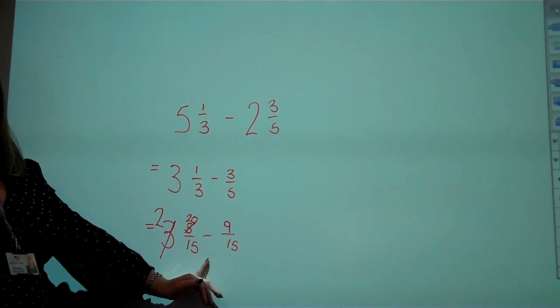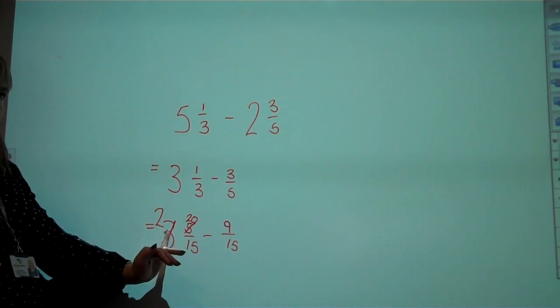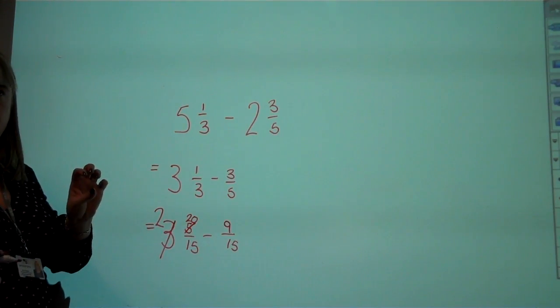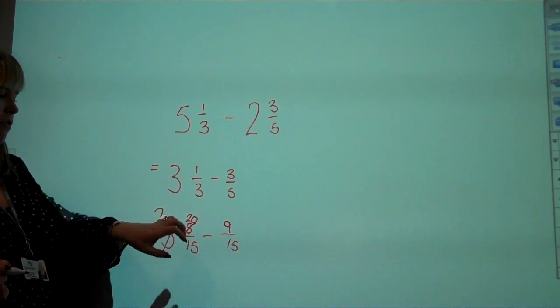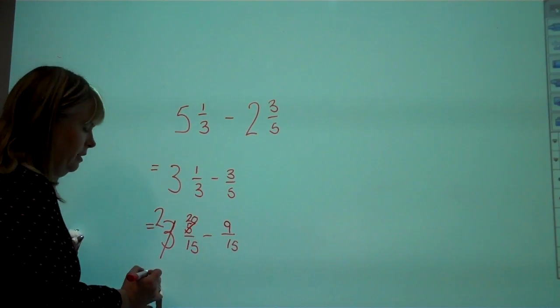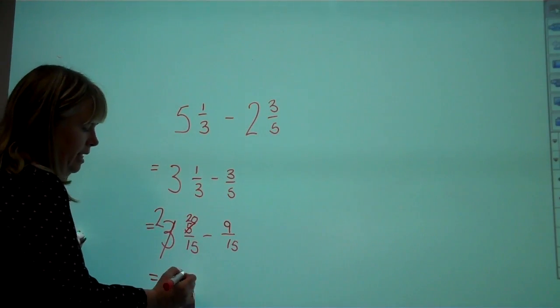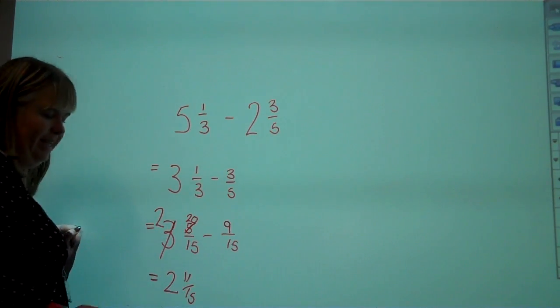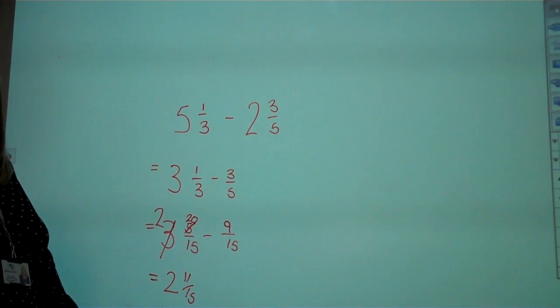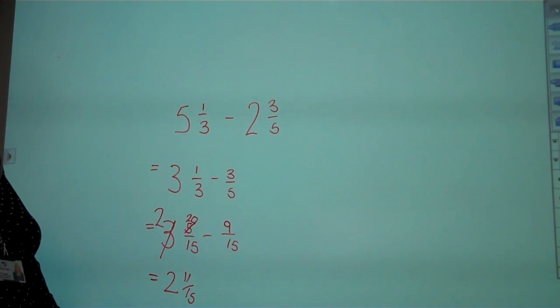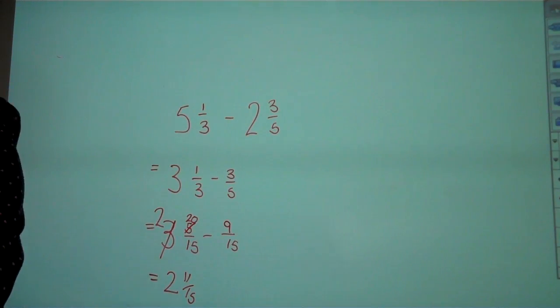Okay? Are you with me? So I've taken 1 whole, made that 2. The whole I've taken is 15 fifteenths. Added it to the 5 I've got, and I've now got 20 fifteenths. So I've got 2 wholes. 20 take away 9 is 11 fifteenths. Okay? So that is adding and subtracting vulgar fractions and mixed fractions.